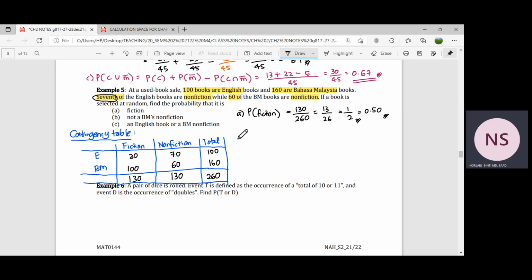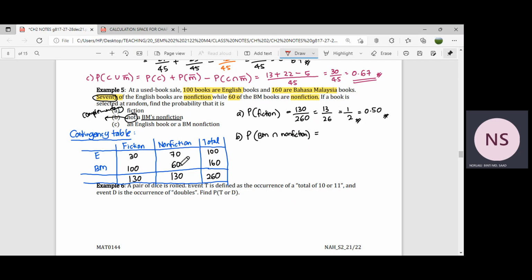For question B, we want to find the probability that it is not a BM non-fiction. For not, we may use the complementary event. We have two methods here. For the first method, I want to use the complementary event. Therefore, I would like to find the probability for BM non-fiction first. Find the intersection from this table.